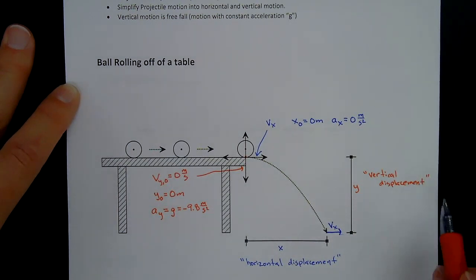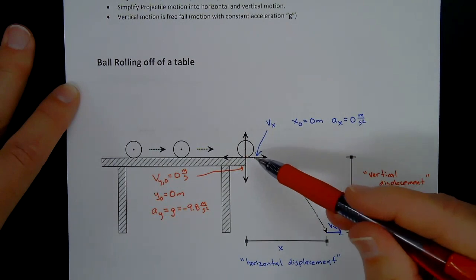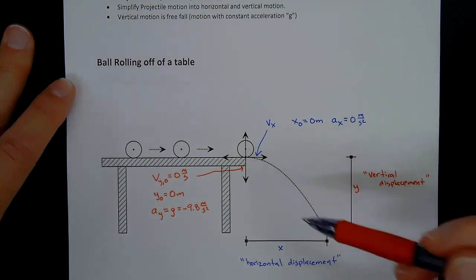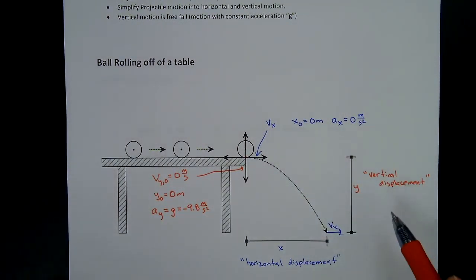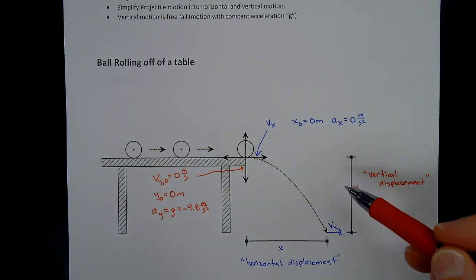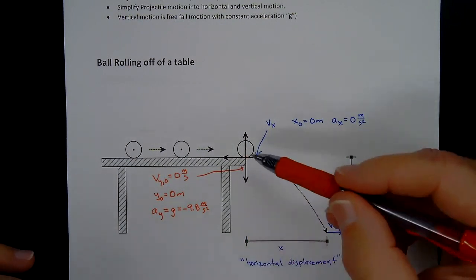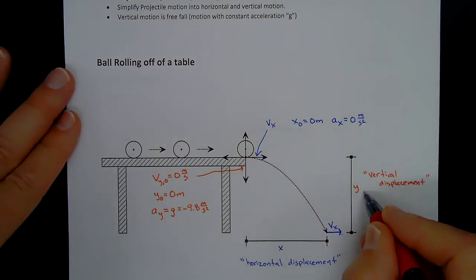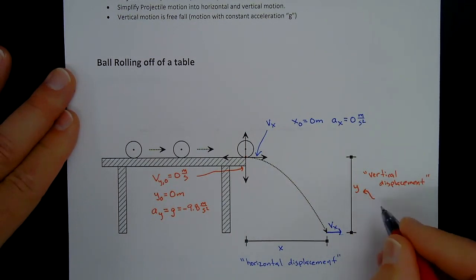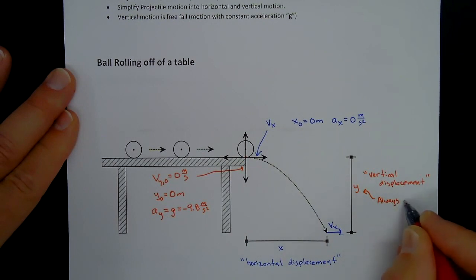All right? And because it's going downwards, vertical displacement is a vector, and since it's going down, we need to realize the direction downwards is negative, because this is 0, all right? So that means this y right here is always negative, okay?